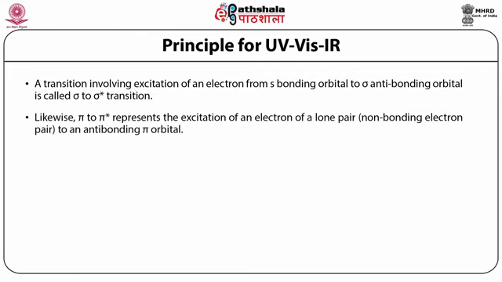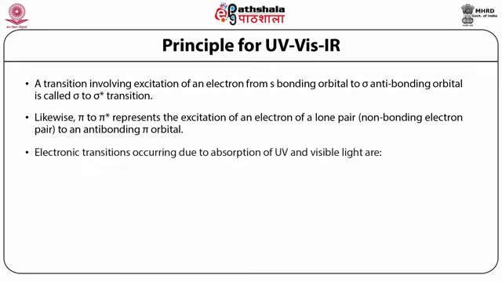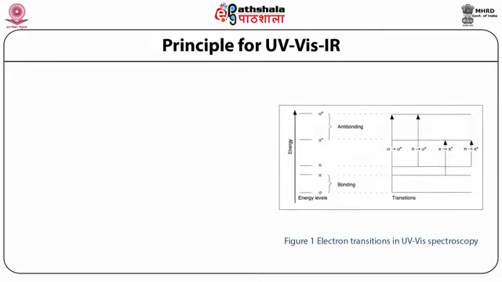Likewise, pi to pi star represents the excitation of an electron of a lone pair, non-bonding electron pair, to an anti-bonding pi orbital. So electronic transitions occurring due to the absorption of UV and visible light are sigma to sigma star, n to sigma star, n to pi star, pi to pi star, as shown in this figure.